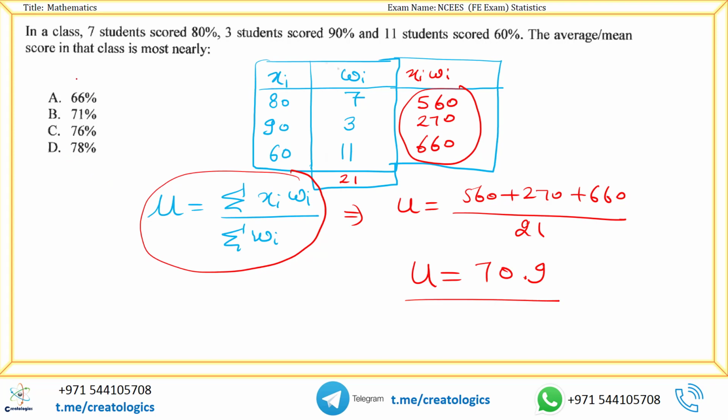So if you check the options, the nearest is, yes, option B, that is the correct one, right? That's why I said in the beginning also, don't worry about the exact value, right? This time your exact value is 70.9, but from the options you have to select 71, right? Okay, now let's move to the next question.